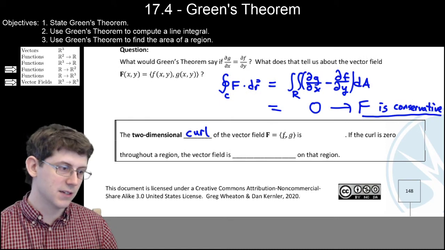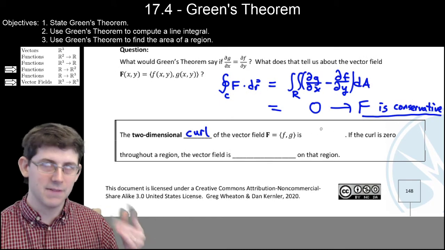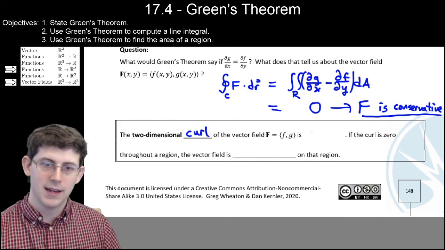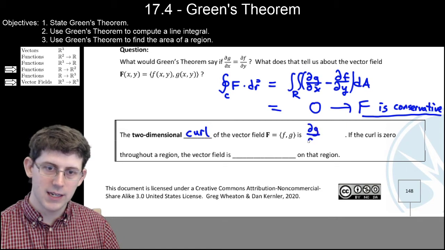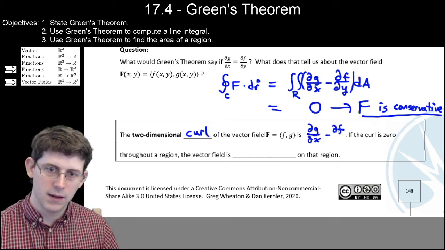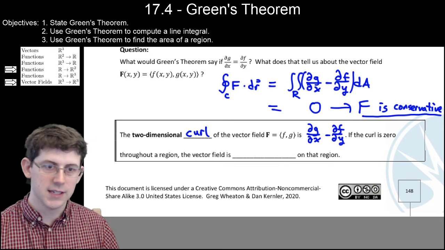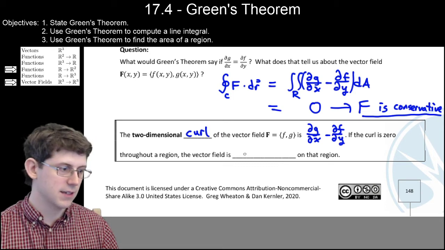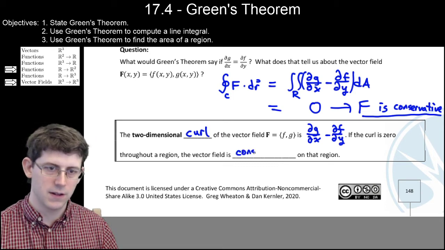This is the two-dimensional curl. We'll have the three-dimensional curl here in a minute. It's just this quantity. If the curl is 0, then the vector field is conservative.